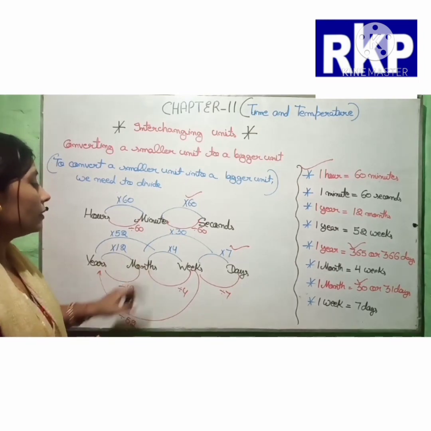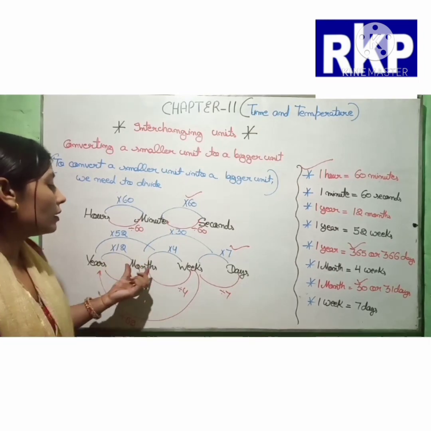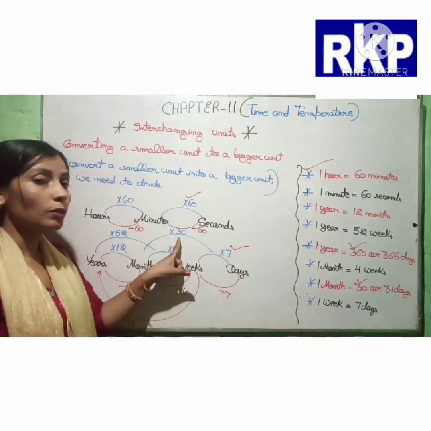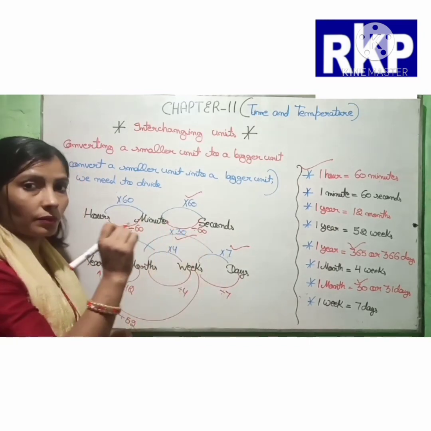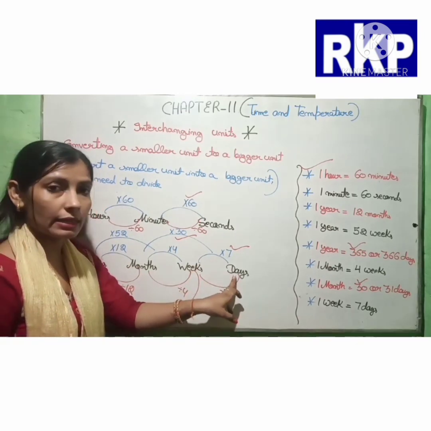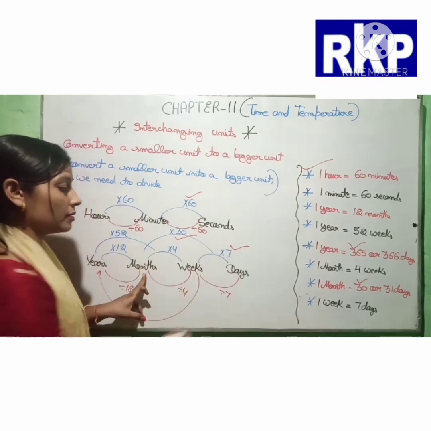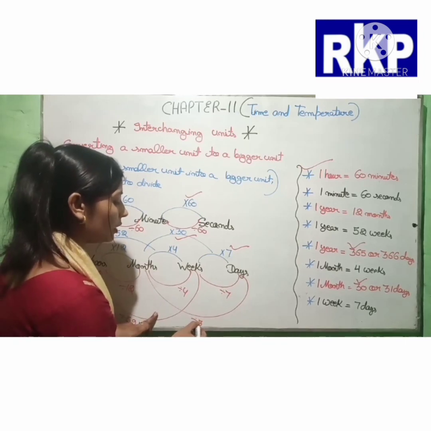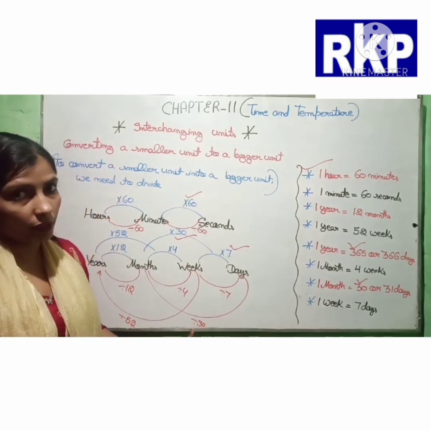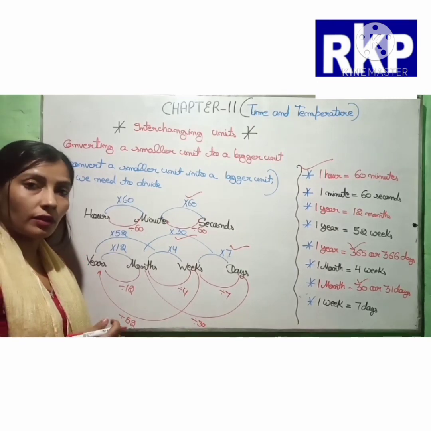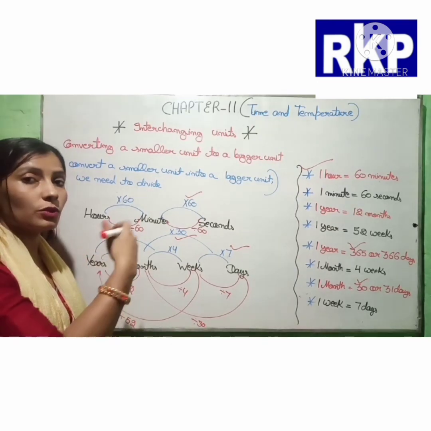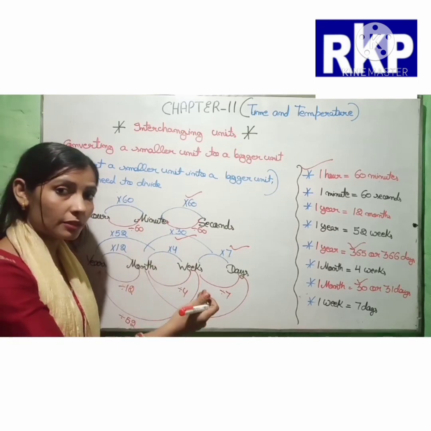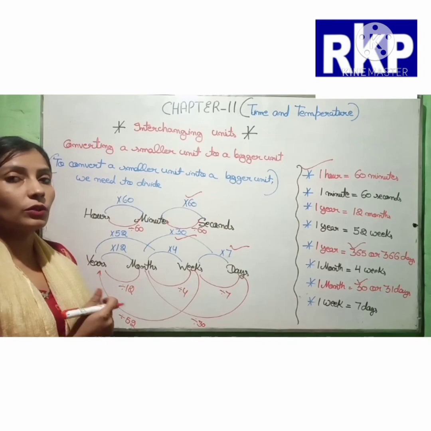And here you can see, when we convert months into days, then we need to multiply with 30. But when we convert days into months, then we need to divide with 30. So when we convert a bigger unit into smaller, then we need to multiply. And when we convert smaller unit into greater, then we need to divide.